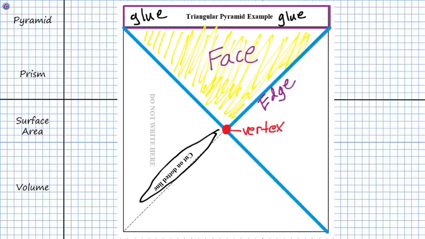So what you're going to see when you pop this up is that this part where it says do not write here, you're going to fold that underneath, and you're going to find that you've got a figure. It's a triangular pyramid, and it has 3 faces, 6 edges, and 4 vertices.